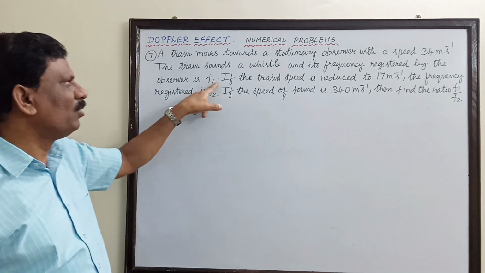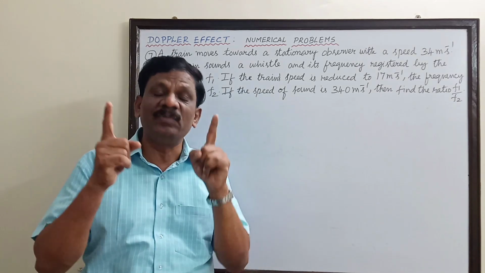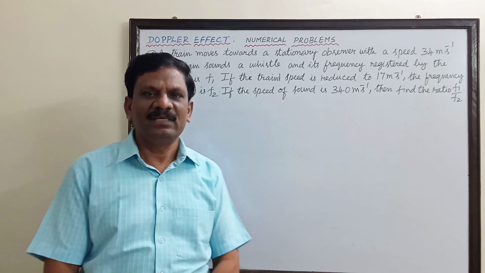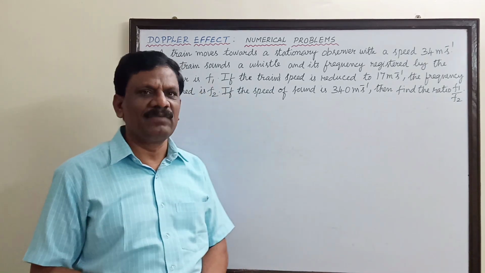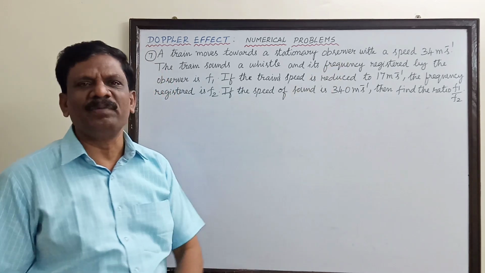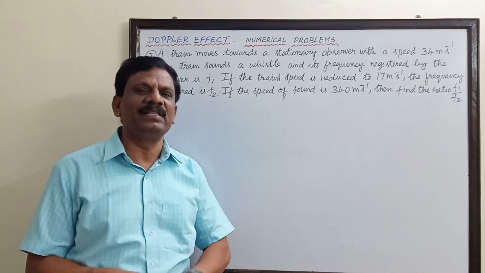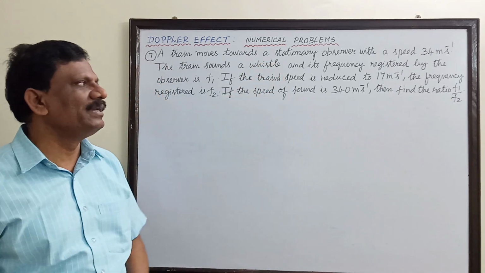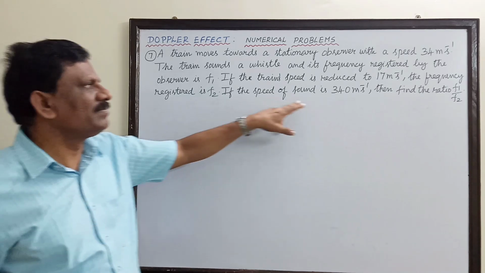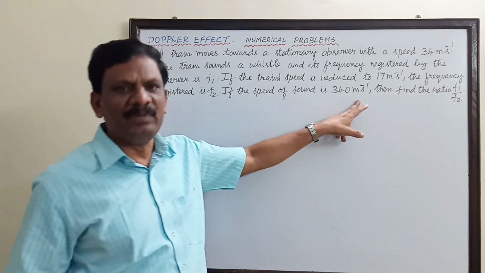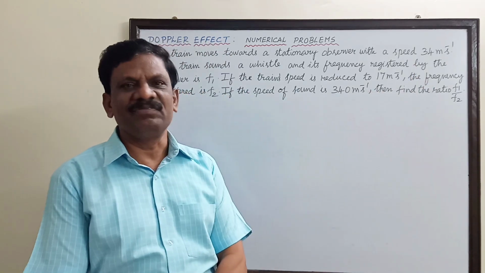So keep it in mind, both F1 and F2 are the apparent frequencies registered by the observer. F1 is the apparent frequency when the train's speed was 34 meters per second, and F2 is the apparent frequency when the train's speed was 17 meters per second. Then, if the speed of sound is 340 meters per second, find the ratio F1 by F2.